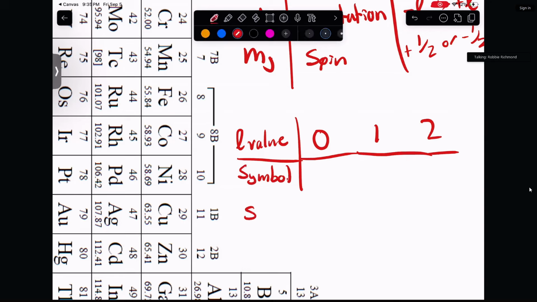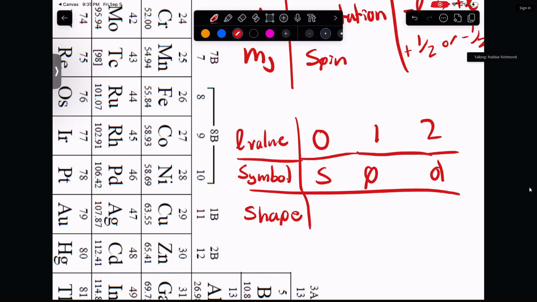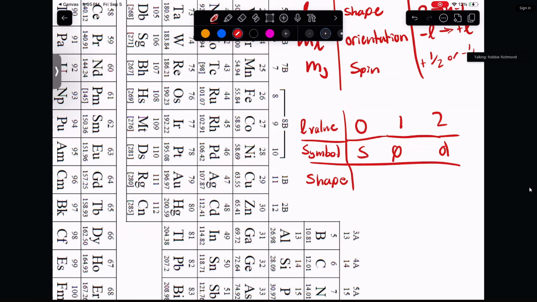Symbol, shape. We have S, P, D. And we also talked about the F orbital, but we're not required to know what the shape or what L value that is. But if you're interested, it is 3 and F. Okay, so the shape for an S orbital is going to be a circle.